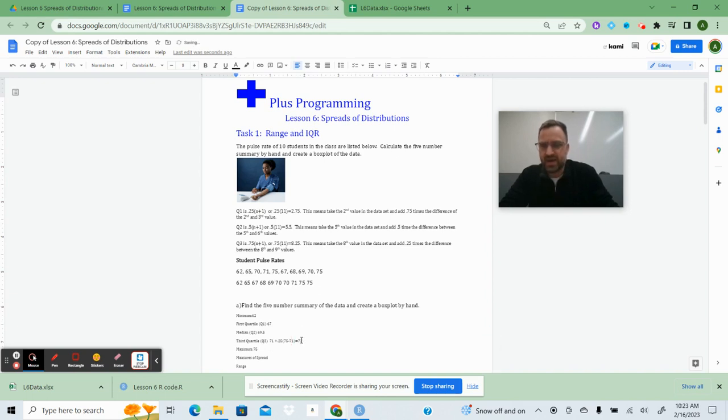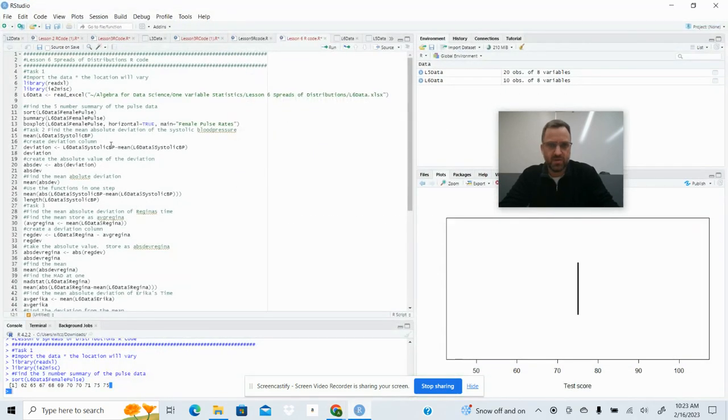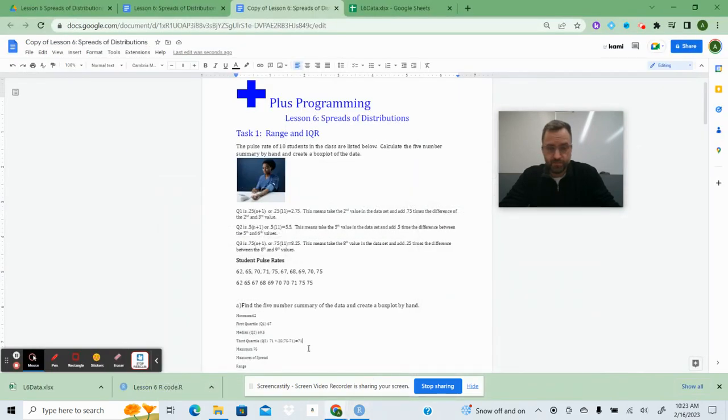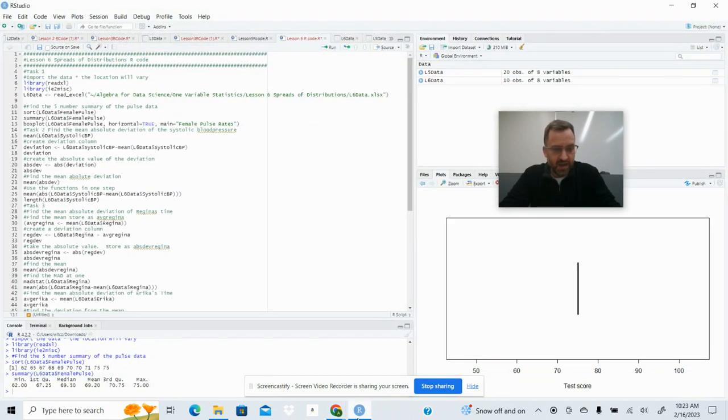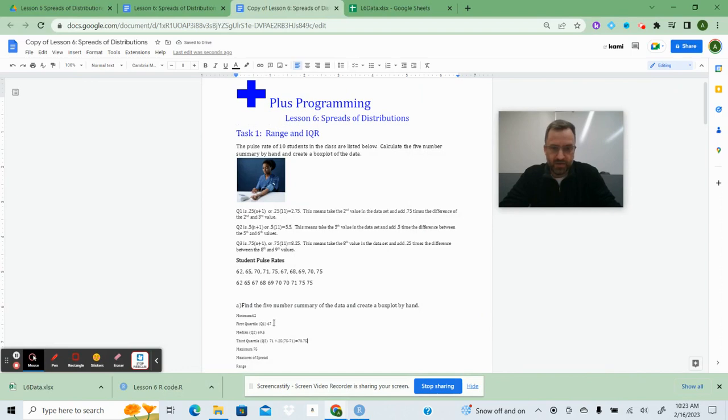However, we're going to notice that R uses a little bit of a different formula to calculate that. So your quartiles will be a little bit different. So that's why we're just going to use the summary function, and you're fine with using that. So here, the first quartile is actually 67.25, and the 3rd quartile is 70.75. I'm going to put that in here, 70.75, and then I'm going to go back and put 67.25.